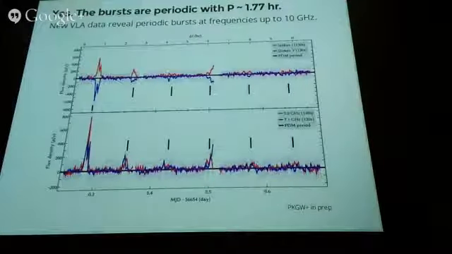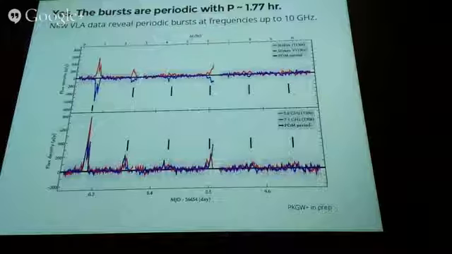So we have some new VLA data. These are light curves in the radio. The top panel is showing, the red is Stokes total intensity, and blue is the Stokes circular polarization intensity. And the fact that these peaks are approximately the same shows us that we're getting essentially 100% left circular polarized emission.